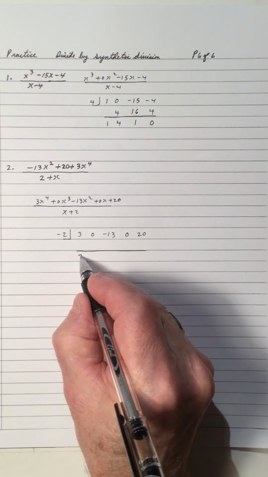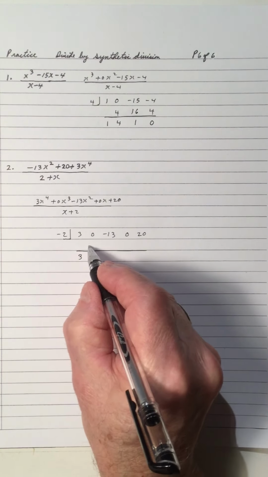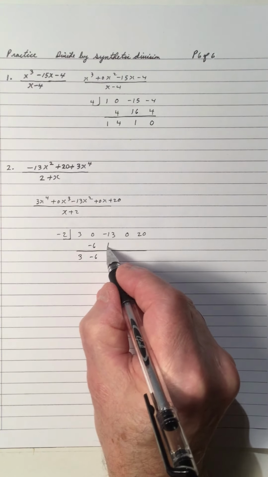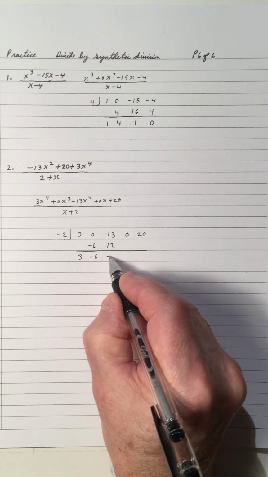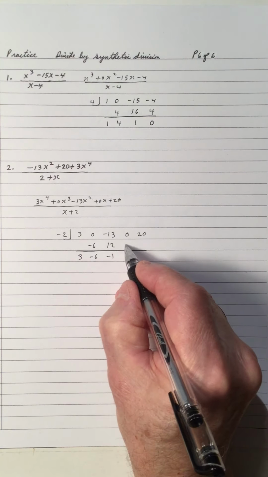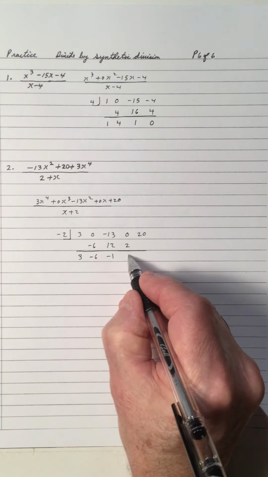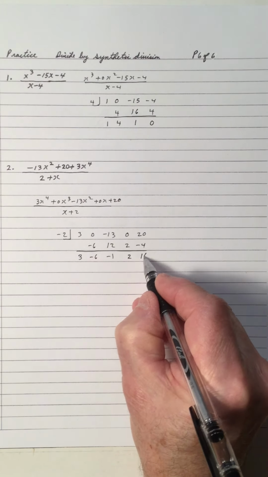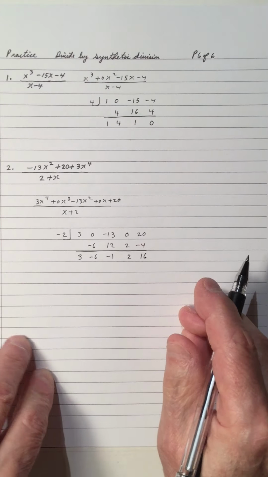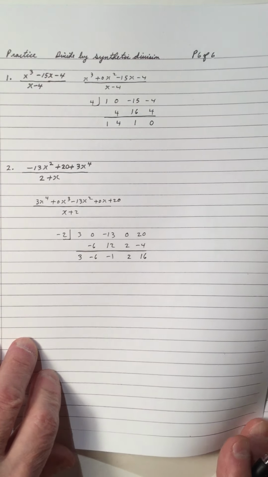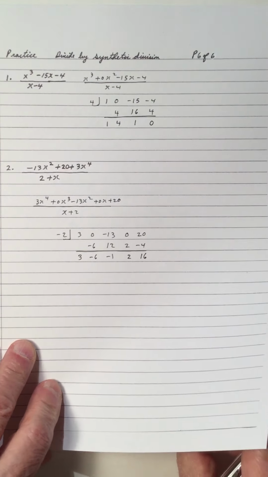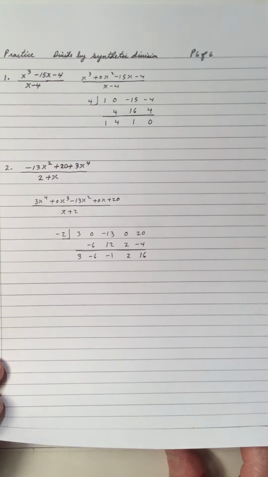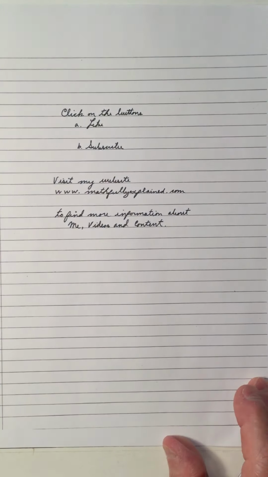So here we go. Bring down the 3. Multiply. Negative 6. Add. Negative 6. Multiply. 12. Add. Negative 1. Multiply. 2. Add. 2. Multiply. Negative 4. Add. 16. So that's practice using synthetic division. And you'll see how we're going to use that in the videos that follow this one.